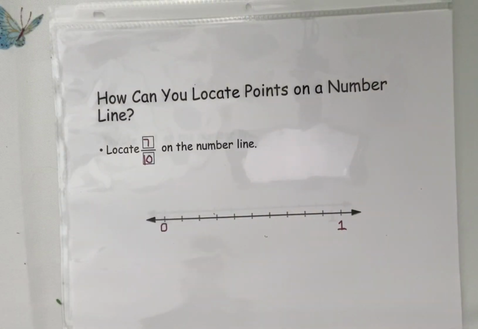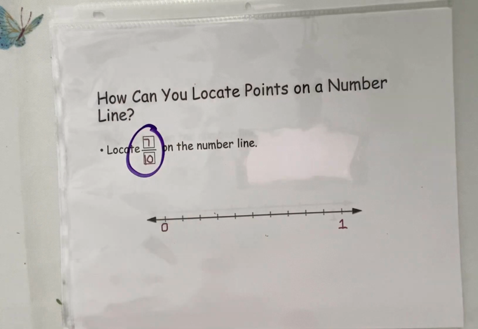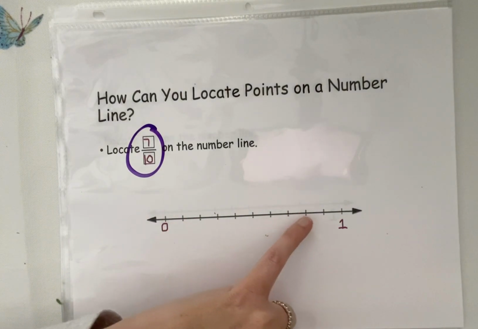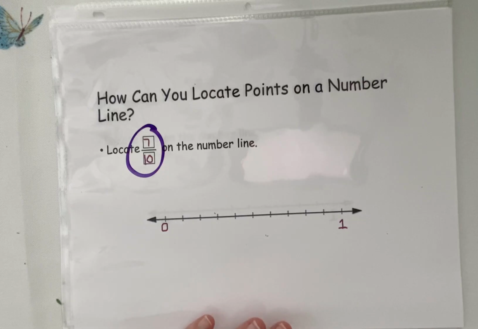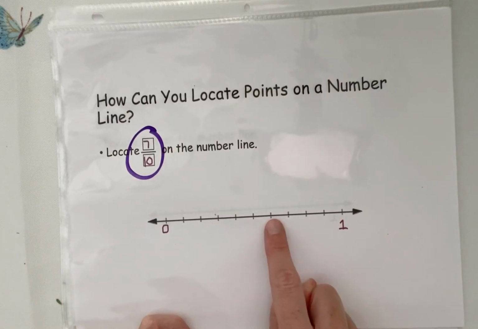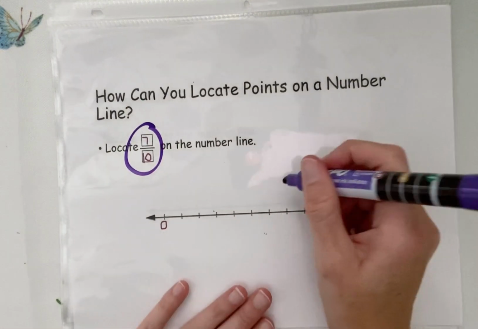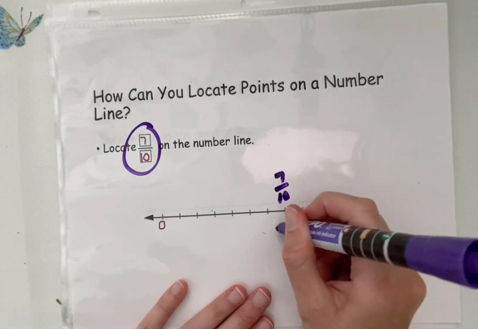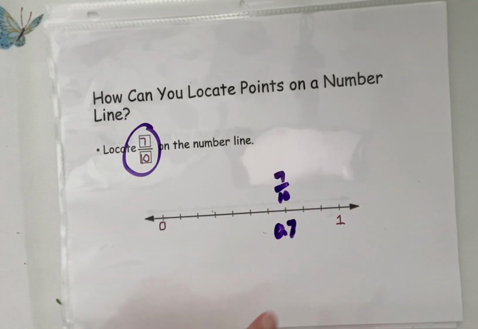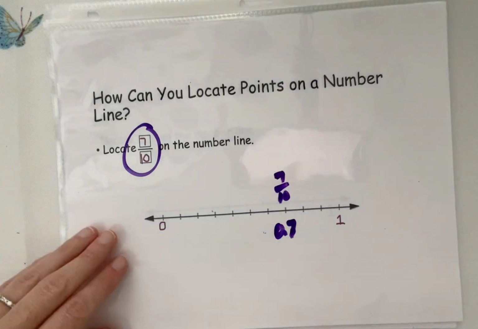How would I locate this fraction, 7/10, on this number line? How many parts is it broken into? 1, 2, 3, 4, 5, 6, 7, 8, 9, 10. So I would find the 7th part: 1/10, 2/10, 3/10, 4/10, 5/10, 6/10, 7/10. Right here. Can I write it as a decimal? 0.7. Only one number after the decimal point because it's in the tenths place.